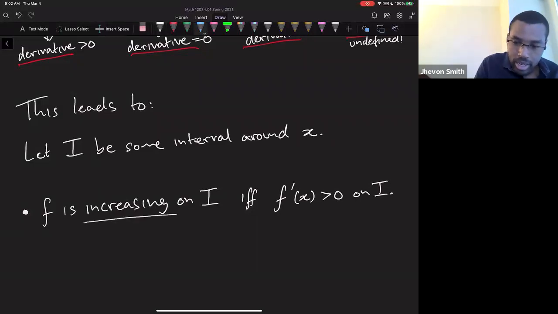Increasing means basically going up as you move.